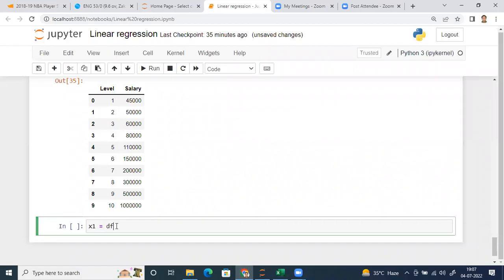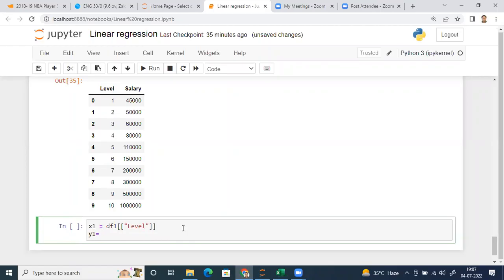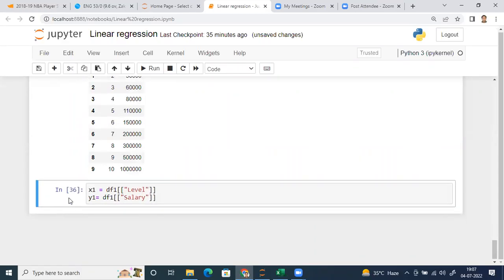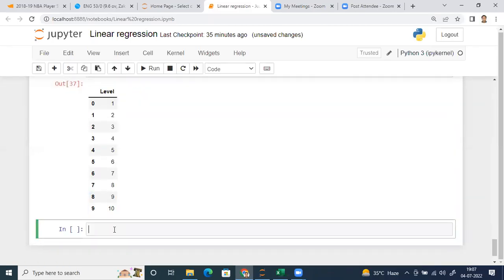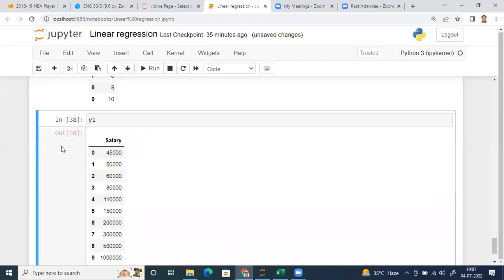Directly, let me pick df1. I'm not using the drop method, but if I use that, that's not a problem. I can just mention my x1 is my level, and my y1 is my df1, square bracket, salary. Execute this. Done. So they have been separated. Let me verify x1, y1. Done. Perfect.